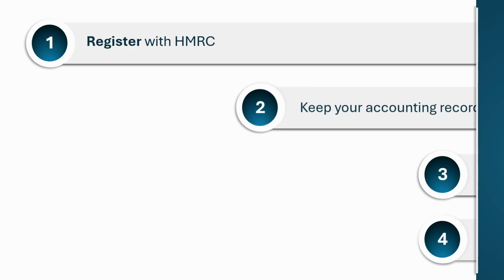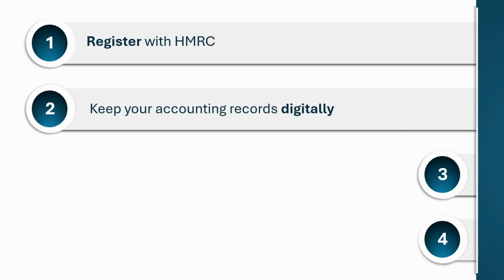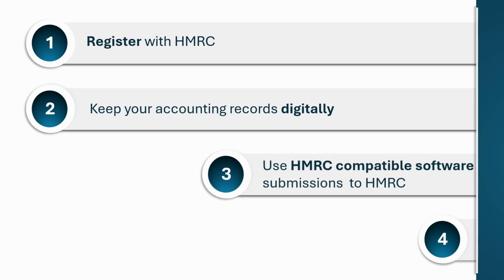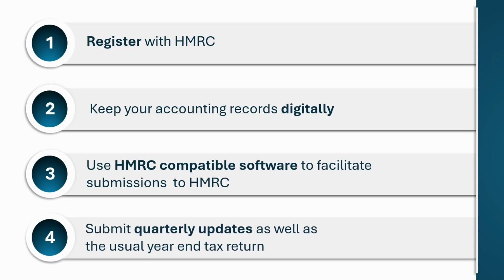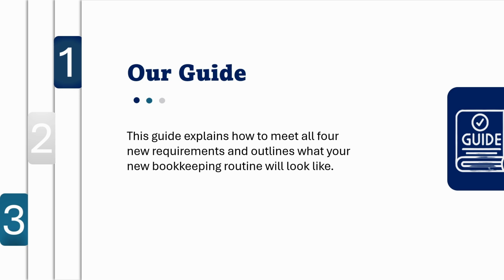You must now keep your accounting records digitally and use HMRC-compatible software to facilitate submissions to HMRC. The final new requirement is to submit quarterly updates as well as the usual year-end tax return. This guide explains how to meet all 4 new requirements and outlines what your new bookkeeping routine will look like.